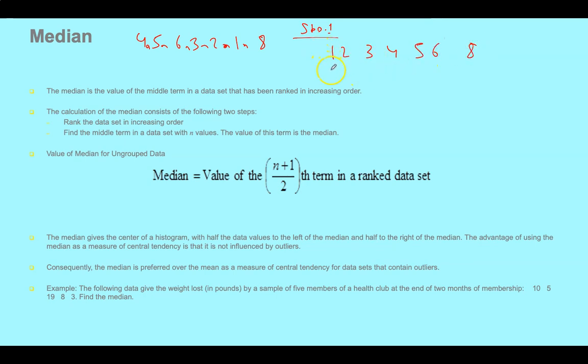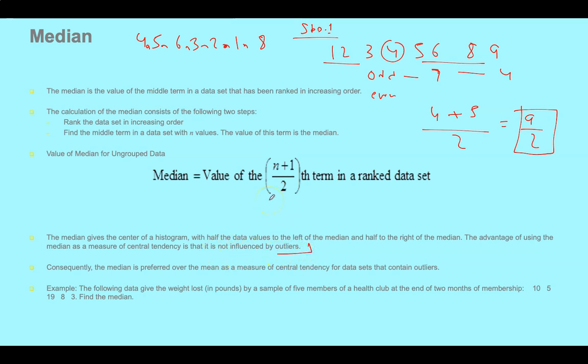Generally we will calculate whether the count is odd or even. If I calculate the total number, that is 1, 2, 3, 4, 5, 6, 7, so that is odd. If it is odd, there will be a middle value. On the right side we have 3 values and on the left 3 values, so 4 is going to be the median for us. If it is an even count, let's suppose we have one more value, 9. Then the two middle numbers, 4 plus 5, will be divided by 2, so 9 by 2 will be my median. This is called median in our data set. The advantage of using median as a measure of central tendency is that it is not influenced by outliers.